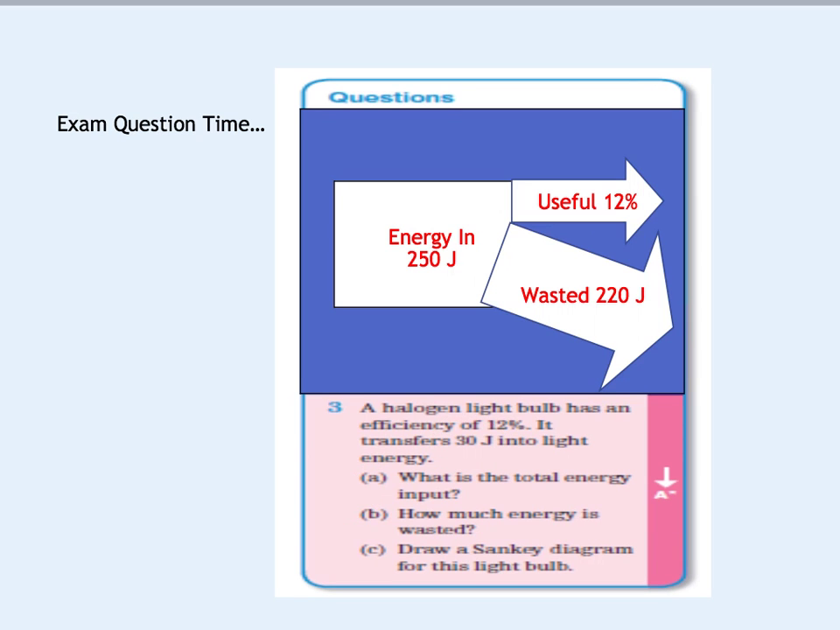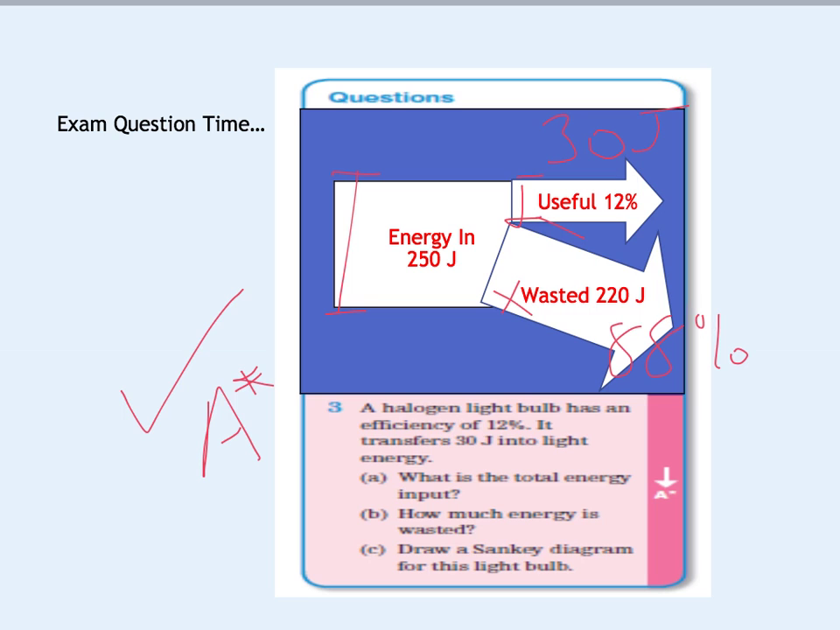Right, here is your Sankey diagram. We know that the useful was 12%, which is 30 joules. So that must mean that 88% is wasted. So this 220 here is 88%. So you put in 250, and that block has been divided in two. So 30 joules has gone this way, and 220 joules has gone that way. So if you've managed to draw that, well done. And if you've got all three bits, brilliant, you're well on your way to that A star.